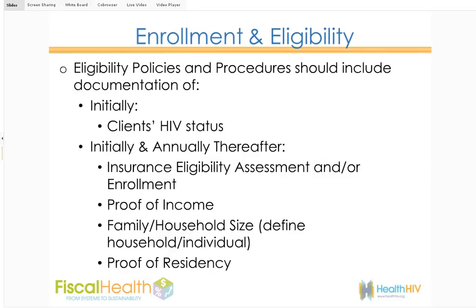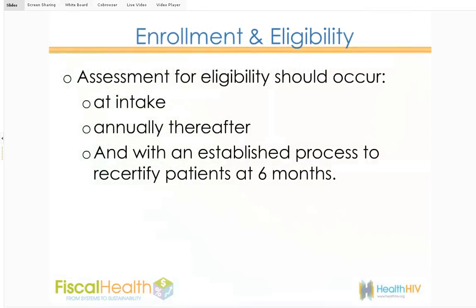But initially and annually thereafter, you need to have a system in place to get documentation for the patient that assesses the patient's eligibility for insurance and proof of enrollment if the patient's eligible for insurance, their proof of income, their family and household size, and proof of residency. So that information should be collected at least annually.